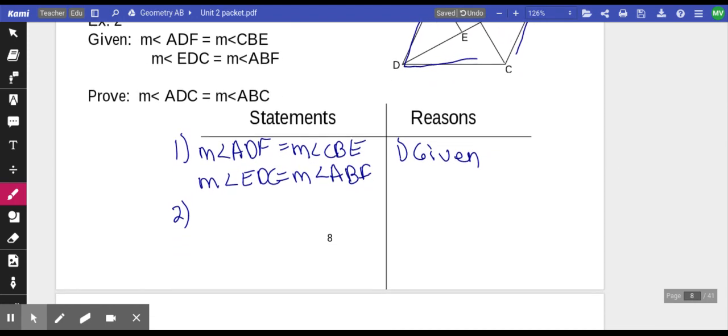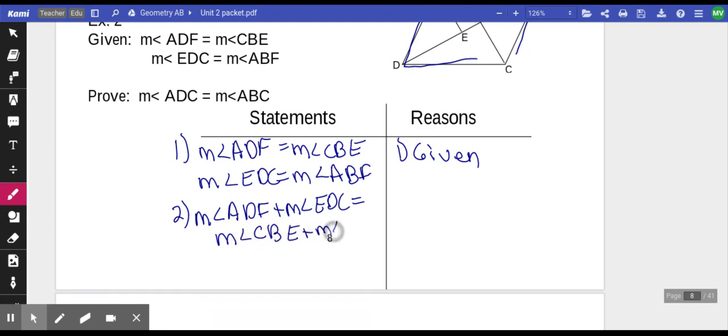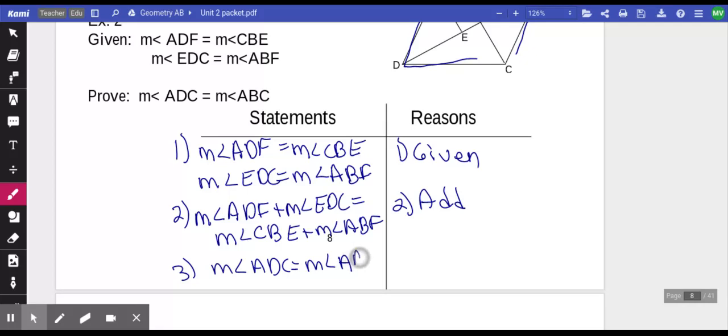So I'm going to use my segment or my angle addition. So I'm going to first use addition, the measure of angle ADF plus the measure of angle EDC equals the measure of angle CBE plus the measure of angle ABF, and that's addition. And then step 3 is that the measure of angle ADC is equal to the measure of angle ABC. And that was angle addition.